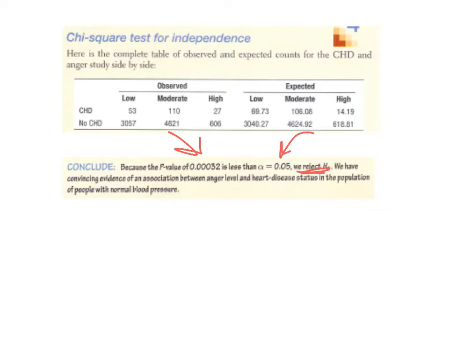We have convincing evidence, and this is where you put in your context and you explain what that null hypothesis was. We have convincing evidence of an association. So this makes it a little bit different here, of an association between anger level and heart disease status in the population of people with normal blood pressure.